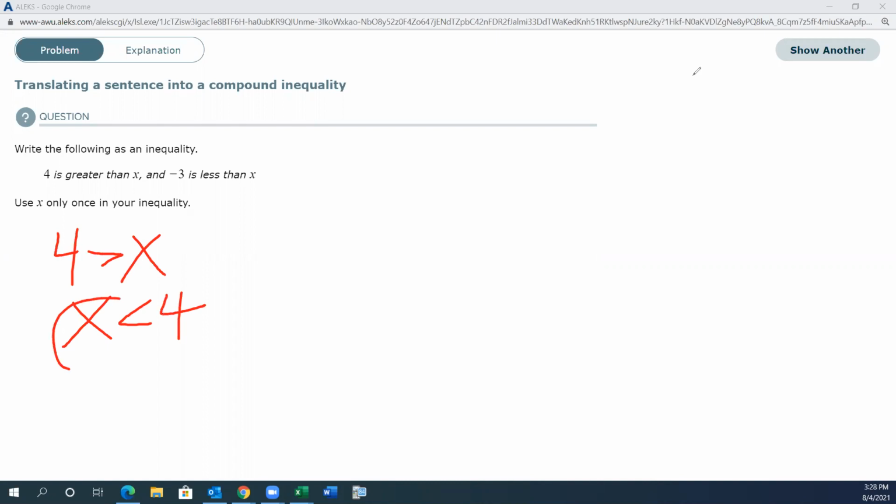Most people put the variable on the left side. And it means the same thing because notice this arrow, it's pointing at the x. Well, it's still pointing at the x. So it's equivalent, okay?